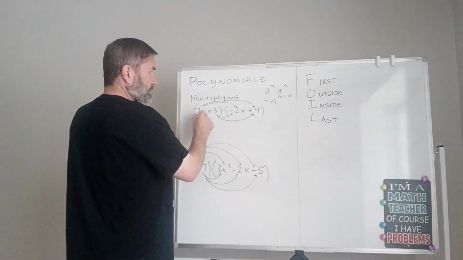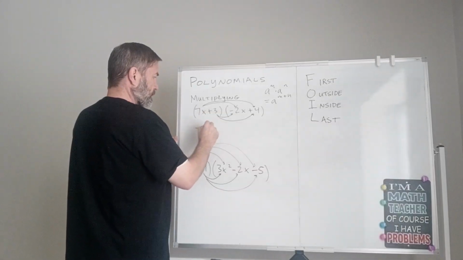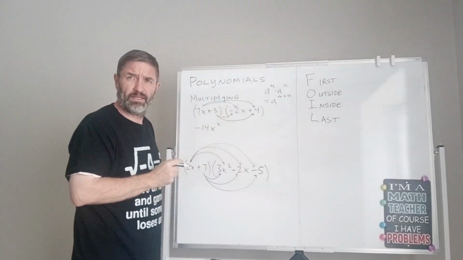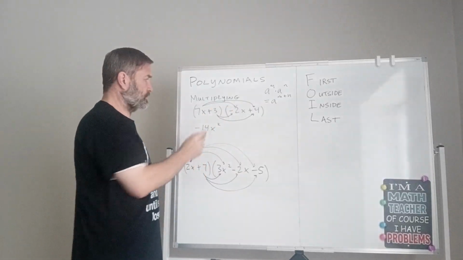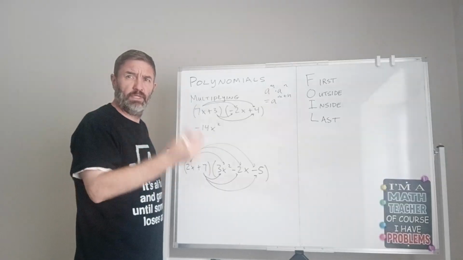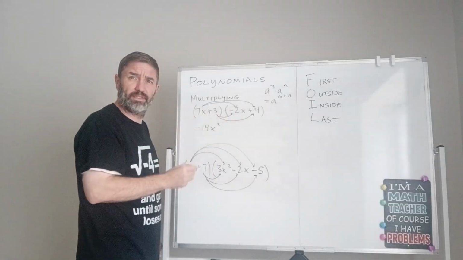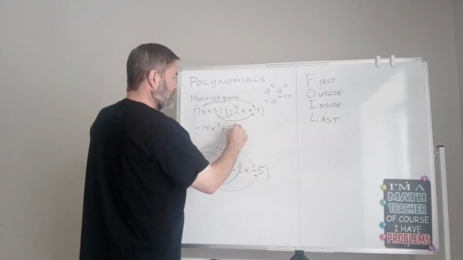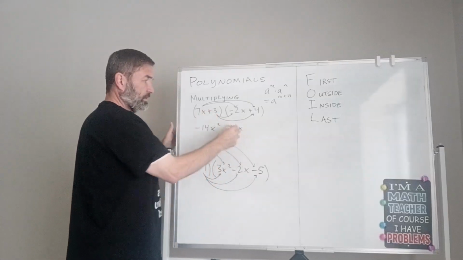Okay, so here, 7 times negative 2, negative 14. x times x is x squared. Please make sure you get that x squared. See, a lot of students just put negative 14x. You need to recognize that x times x is x squared. Now, 7 times 4 is 28. There is only one x, so that's what we put.